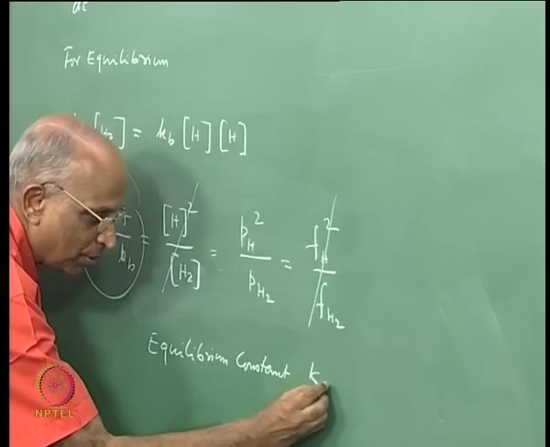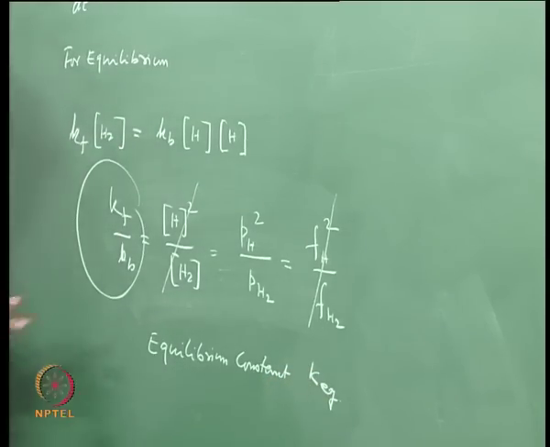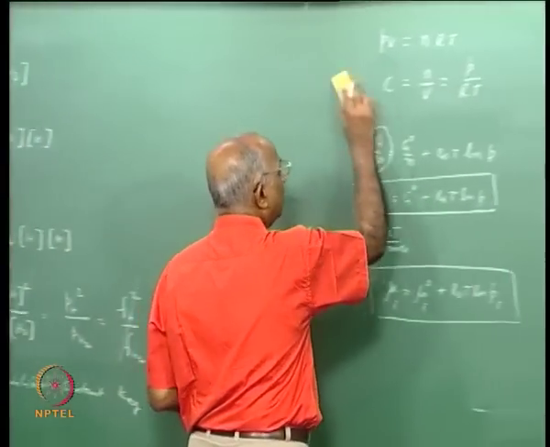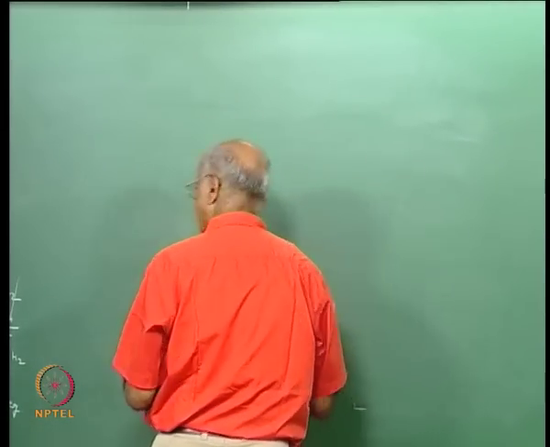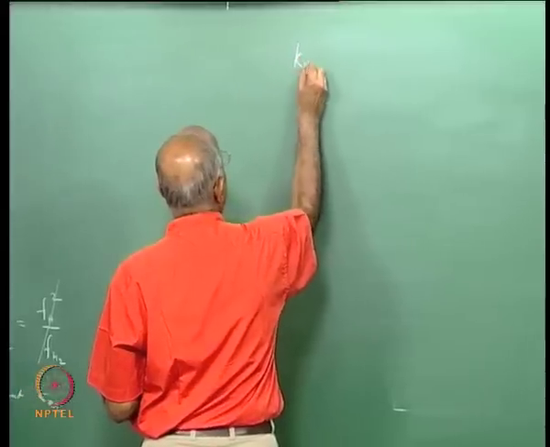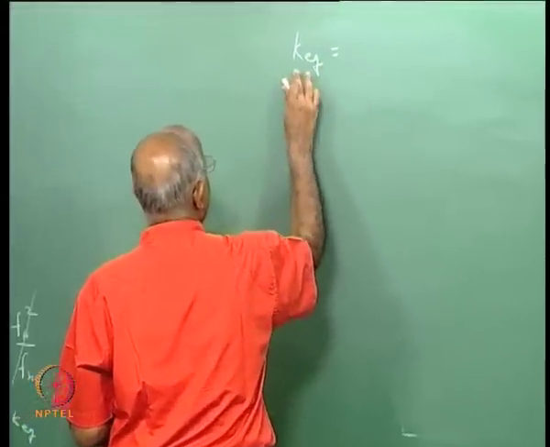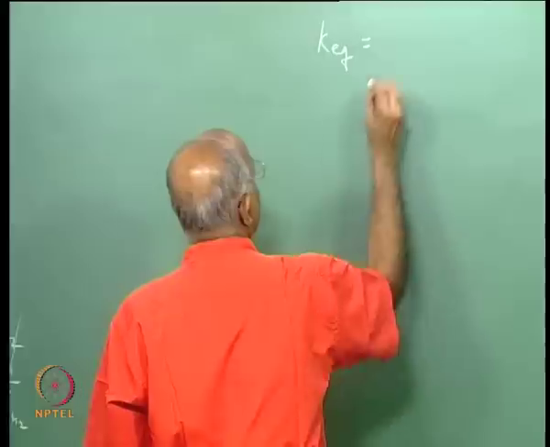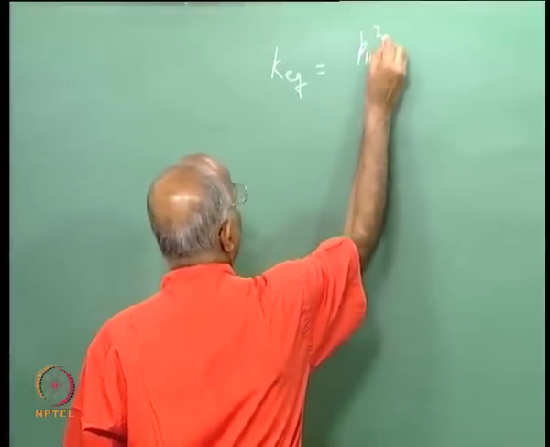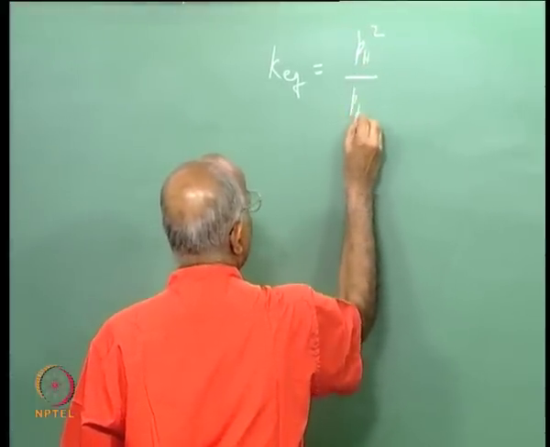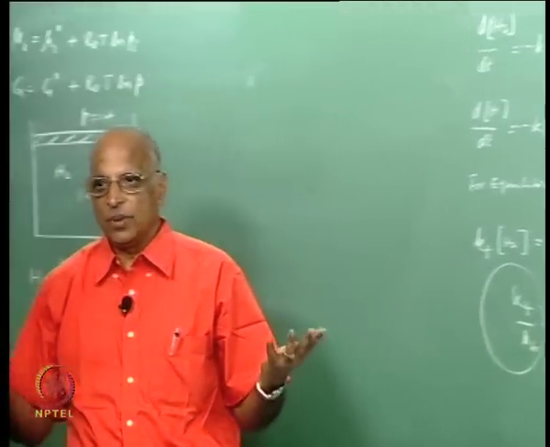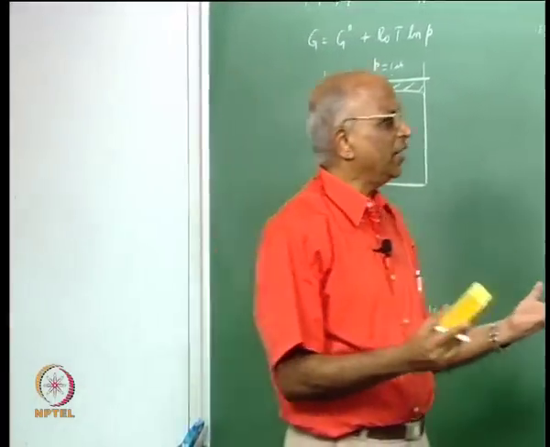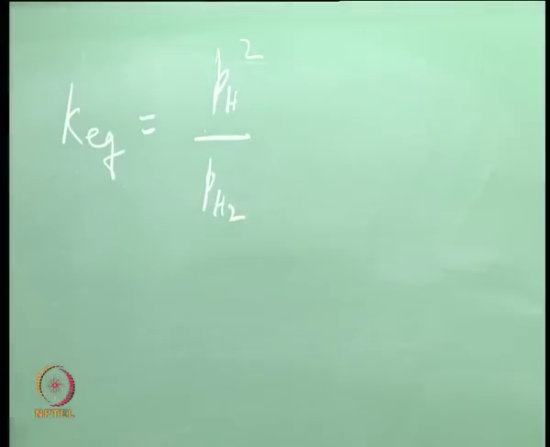Known as K equilibrium. Therefore, having defined this, let us write out the expression. For the particular case of H2 going to 2H, I can say that the equilibrium constant of the reaction, which I say is K suffix equilibrium, is equal to pH squared divided by pH2. This is a definition of equilibrium constant. Any reaction under equilibrium conditions goes as pH squared by pH2.